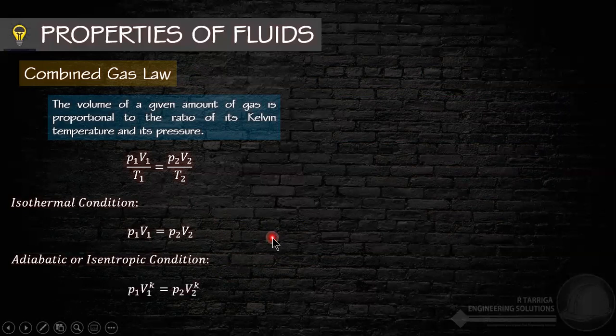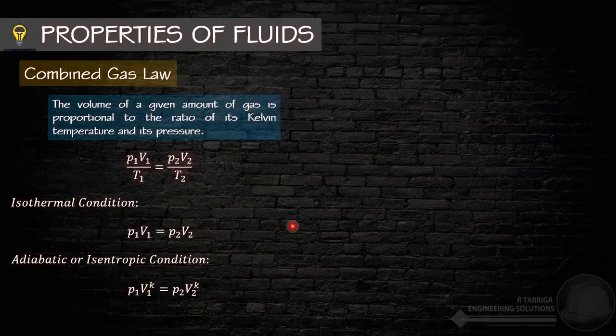So this is the relationship: P1 V1 raised to K is equal to P2 V2 raised to K. What is an adiabatic or isentropic condition? It is not applicable to fluids, but it is applicable to thermodynamics, basic mechanical engineering.